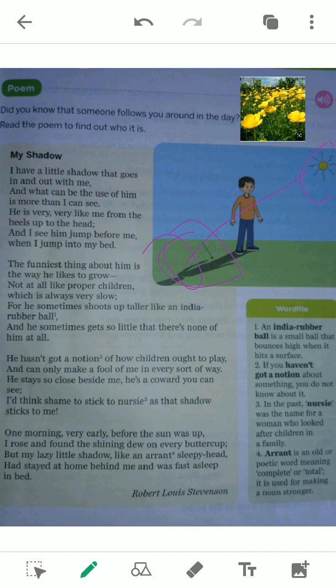So let us discuss line by line analysis of the poem. I have a little shadow that goes in and out with me. Yeah, the first line. I have a little shadow that goes in and out with me. In and out with me means the shadow always goes with him, always follows him. Whenever the writer goes inside, the shadow follows him. Whenever the child goes outside, the shadow follows him.